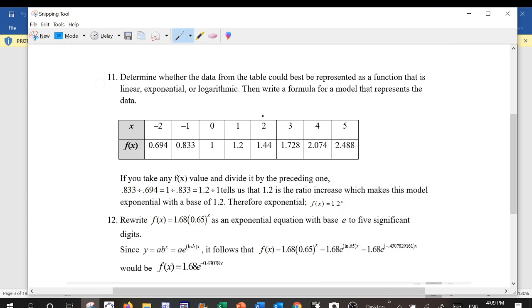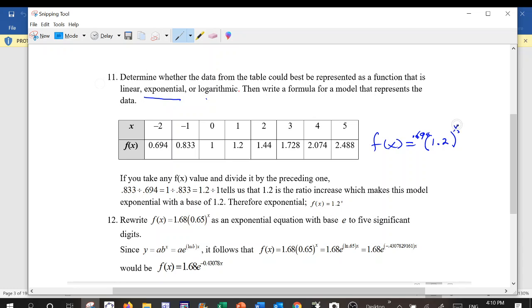So it looks like this is exponential and the base is 1.2, right? So you can write it like f of x equals 1.2 to the x power, right? So it's exponential. And you start with 0.694. That means the initial amount must have been just 1, right? So what is multiplied each time is 1.2, right? And then the initial amount must have been what?